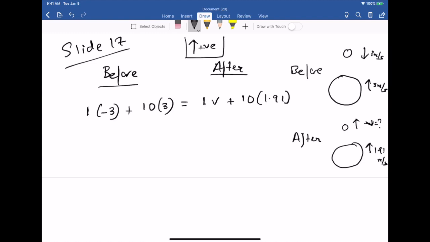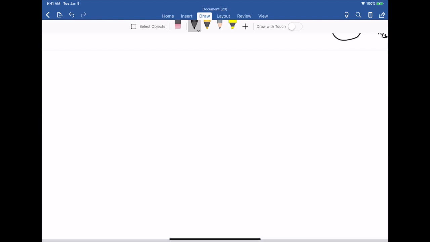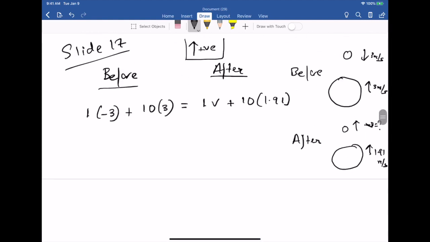So this is 30 minus 3, which is 27, is equal to v plus 19.1. So v is equal to 7.9 meters per second. V is equal to 7.9 meters per second.